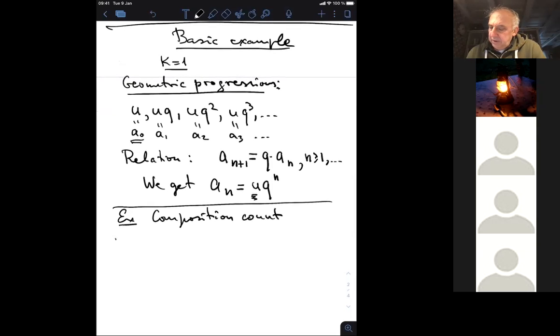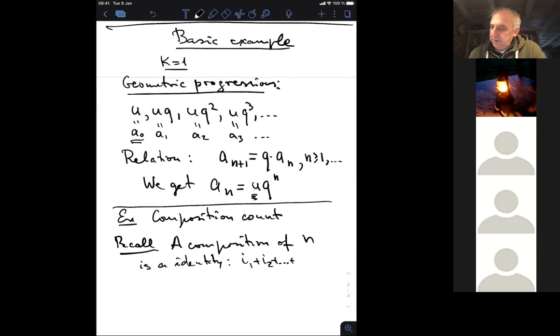So I recall that a composition of a number n is an identity of the form i1 plus i2 plus and so on plus ik equals n, where those are positive integers. And the order is important.